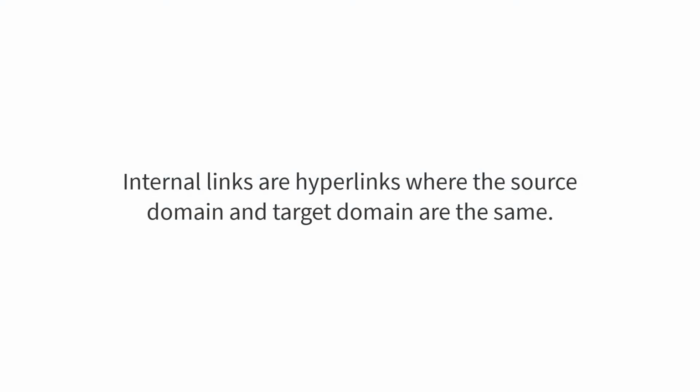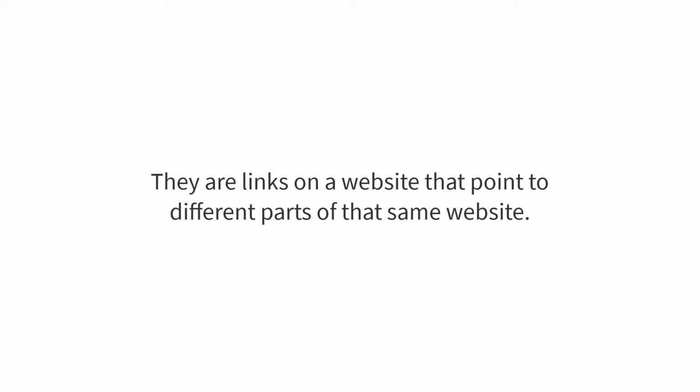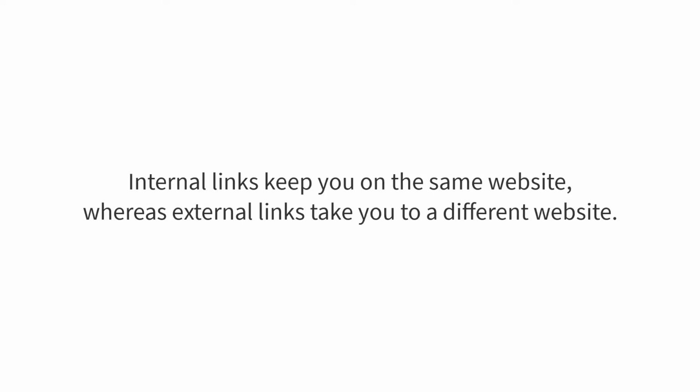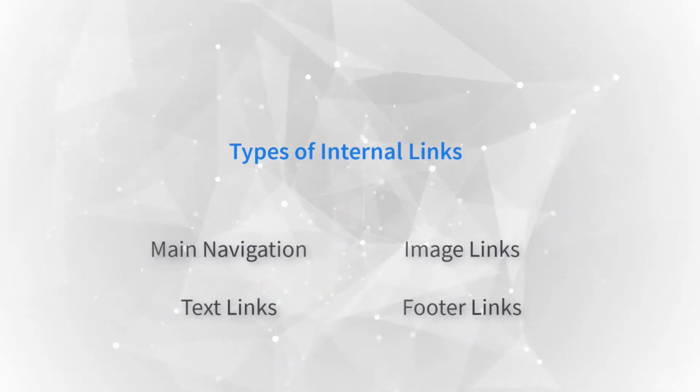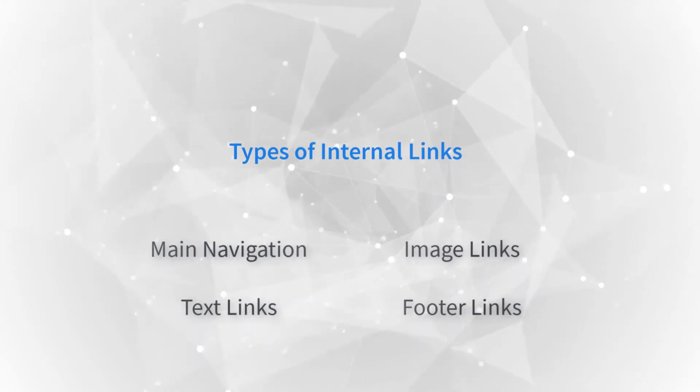Internal links are hyperlinks where the source domain and the target domain are the same. So they're links on a website that point to different parts of the same website. Internal links keep you on the same website, whereas external links take you to a different website. There are a variety of elements that can be used to create an internal link. So the most common internal links are in the main navigation, text links, image links, and footer links. So we'll go over those 4 different types now.